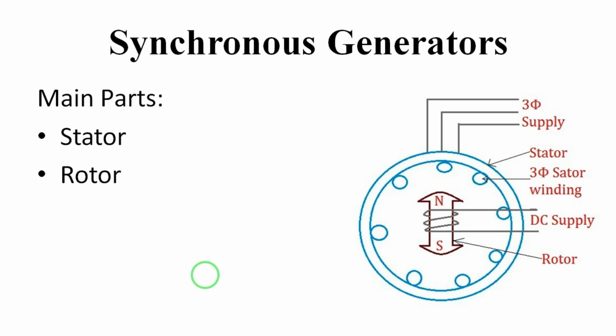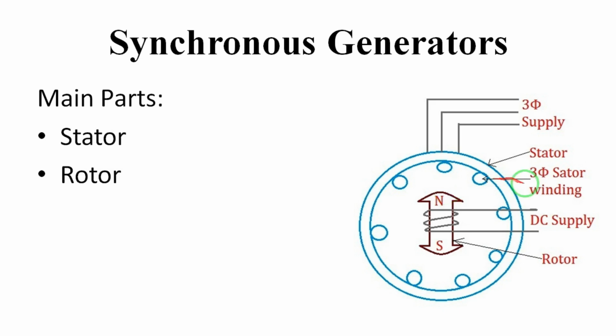Synchronous generator. Now coming to the construction of the synchronous generator. There are mainly two parts: stator and rotor. The stationary part is called the stator. The rotating part is called the rotor. This is somewhat different compared to the DC generator. This is an AC generator, and when compared to a DC generator, there is a small difference between them.